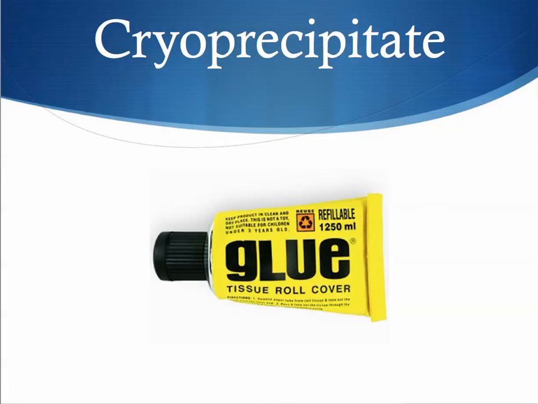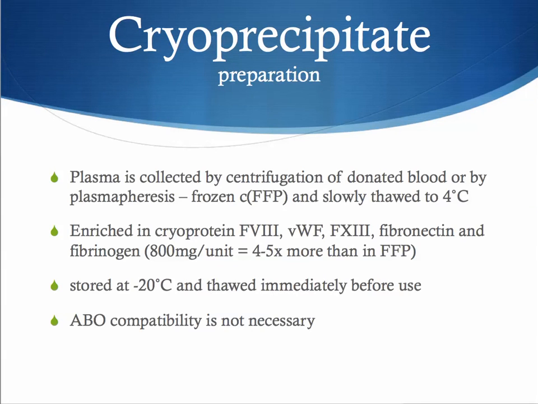Let's talk about cryo. And when I think about cryo, I think about glue, because that's what it is. The way we get cryoprecipitate, the preparation, is we have the plasma after centrifugation, the platelet enriched plasma. Then the platelets are taken off. Then I have FFP, then it's frozen, and the little foam on top, that's your cryoprecipitate. That's slowly thawed at 4 degrees and taken off.